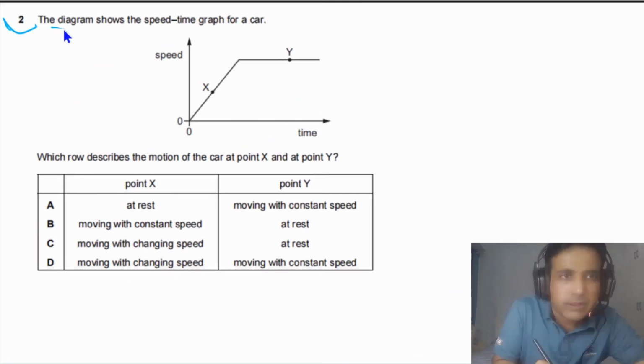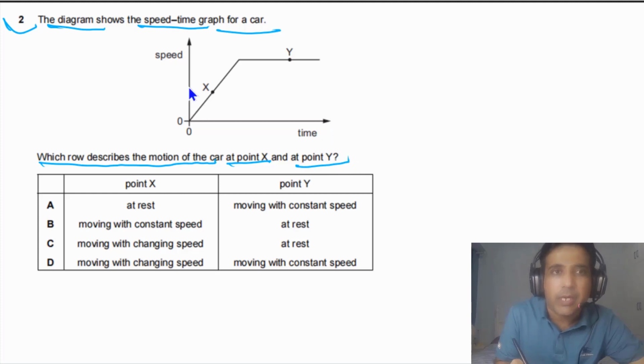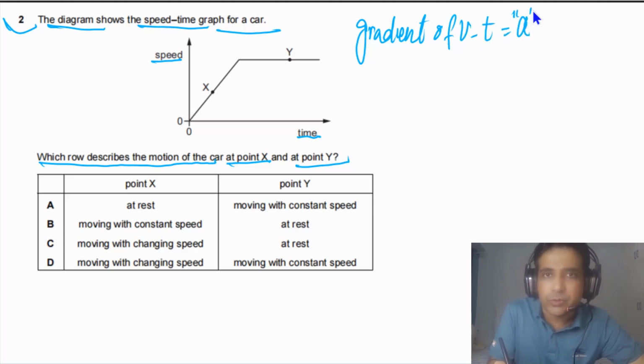Question number 2 says the diagram shows the speed time graph for a car. Which row describes the motion of the car at point X and at point Y? So the first thing we need to understand, we have a speed time graph. And the gradient of a speed time graph is equal to acceleration. Gradient of the v-t graph is equal to acceleration.